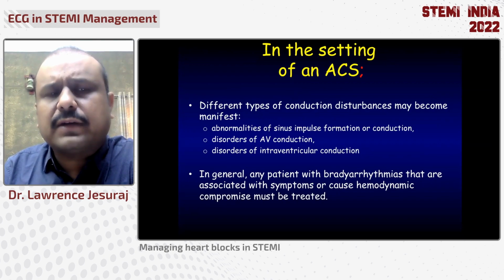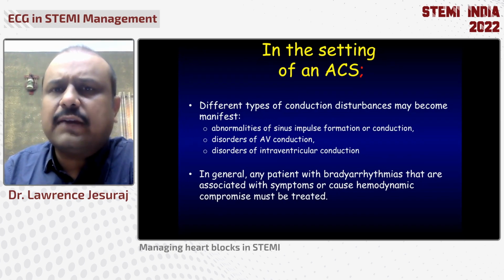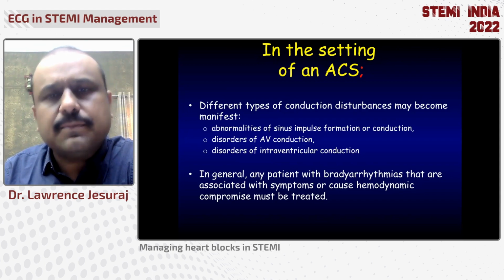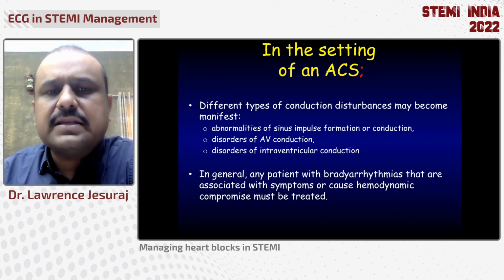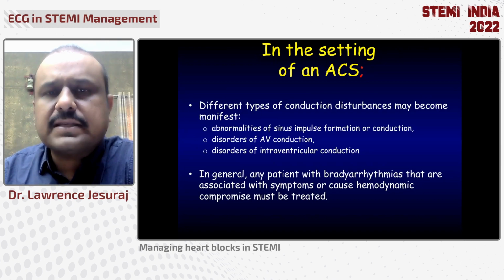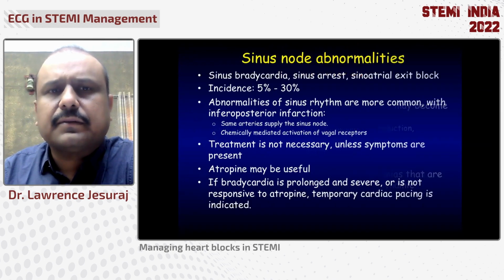So in the setting of acute coronary syndrome, we can see different kinds of conduction issues happening. One could be abnormalities of sinus impulse formation or conduction, problems from the sinus node, disorders of AV nodal conduction, and disorders of intraventricular conduction. In general, any patient with bradyarrhythmia that is symptomatic or has hemodynamic compromise has to be treated aggressively.